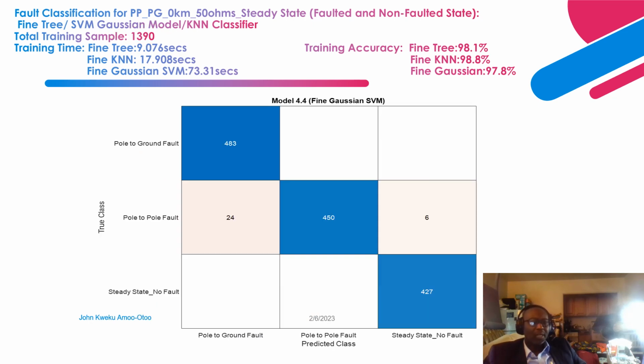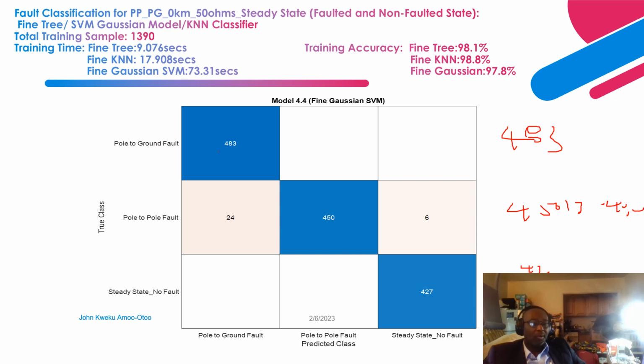So for the confusion matrix for the fine Gaussian, what it's telling me is I have a total of 483, and a total of 450 plus 30, that's 480, and 427. So pole to pole fault is 480, pole to ground fault data points is 483, and steady state is 427.